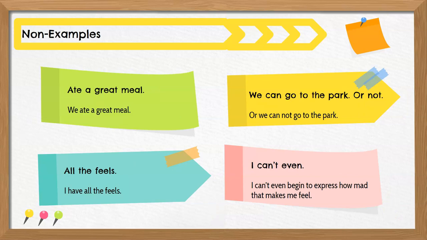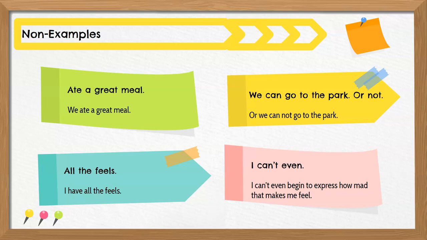To think about non-examples of sentence fragments, let's see what happens when we take a fragment and revise it to be a complete sentence. Ate a great meal becomes we ate a great meal. We could add a number of different subjects to make that a complete sentence: I ate a great meal, she ate a great meal, the weekend ate a great meal. All of these subjects turn our fragment into a complete sentence.